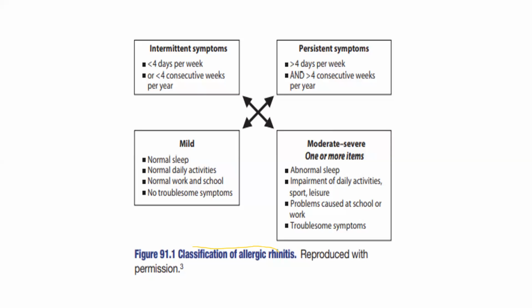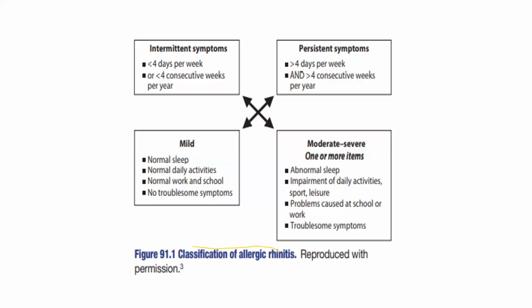Mild is sleep normal, daily activities normal, work and school normal, no troublesome symptoms. Whenever everything is normal, no trouble, that is the mild one. And in moderate to severe, here sleep is abnormal, here daily activities, sport and leisure are abnormal, here problems are caused at work and school, and here there are troublesome symptoms. So this is about mild and moderate to severe, one or more items.